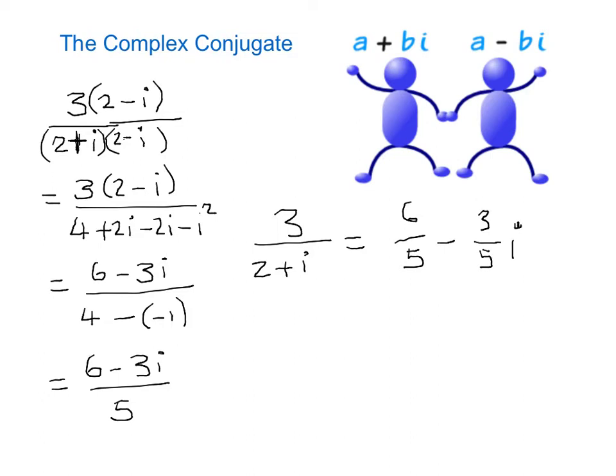The notation that we use for the complex conjugate is a little star. So if we have a complex number z equals a plus ib, then its complex conjugate is written z star, and that is a minus ib.